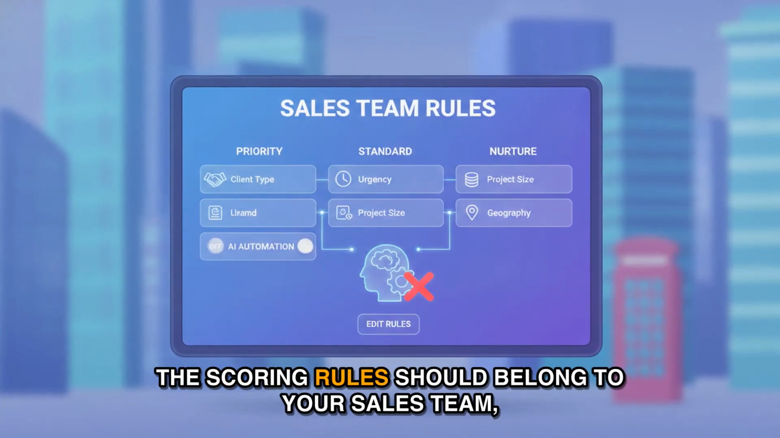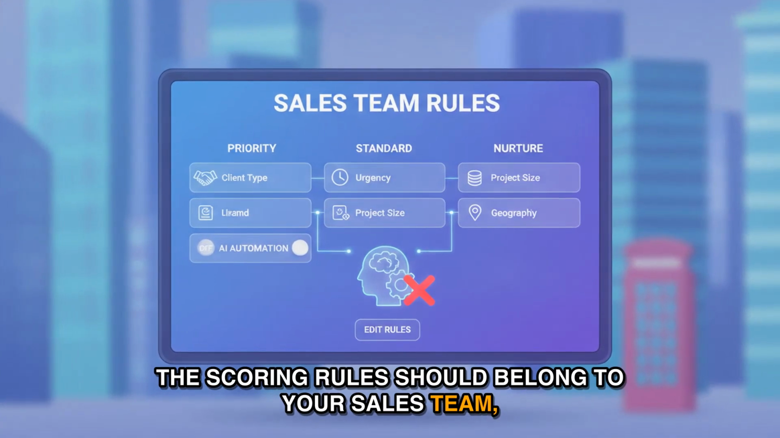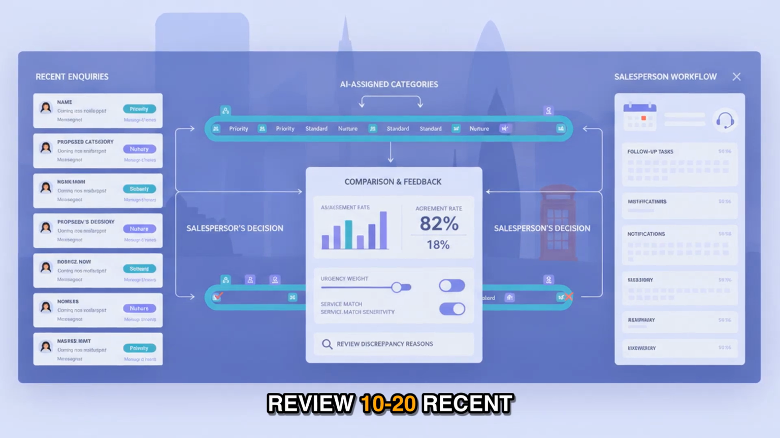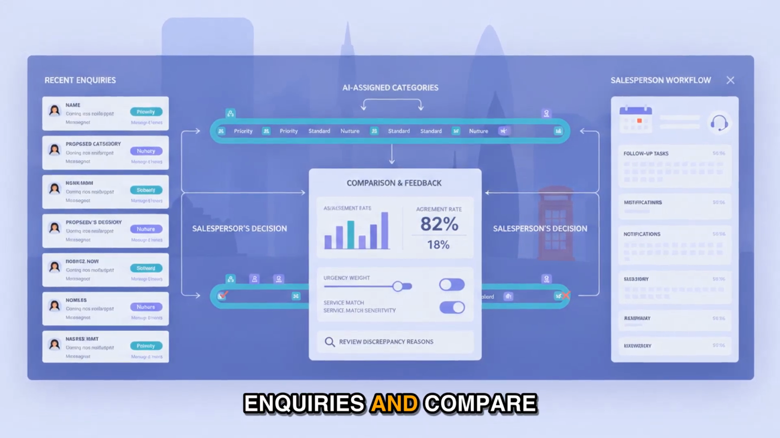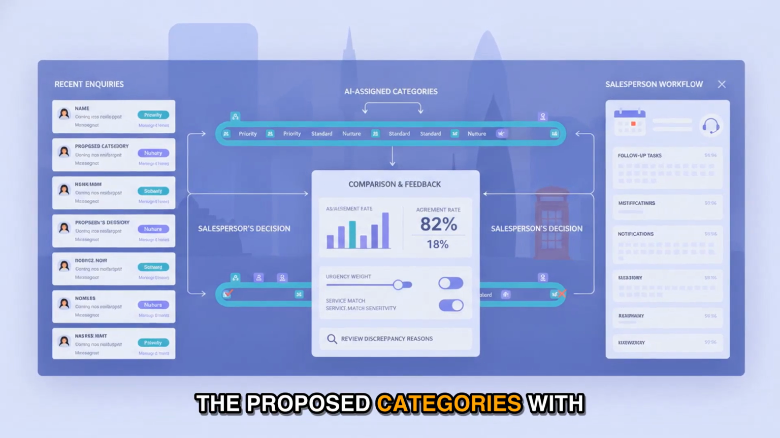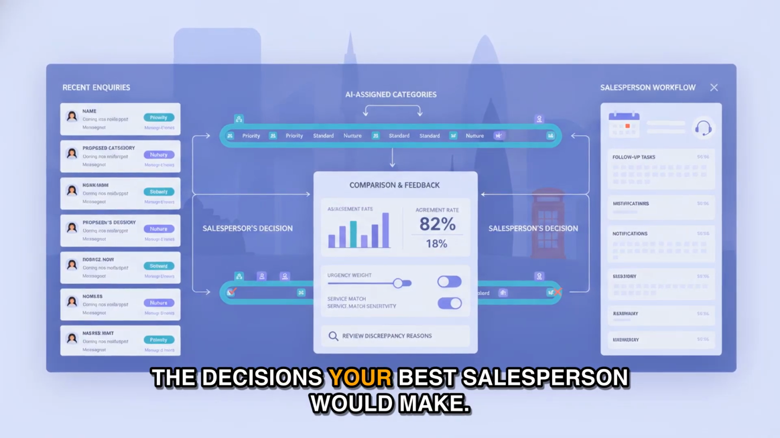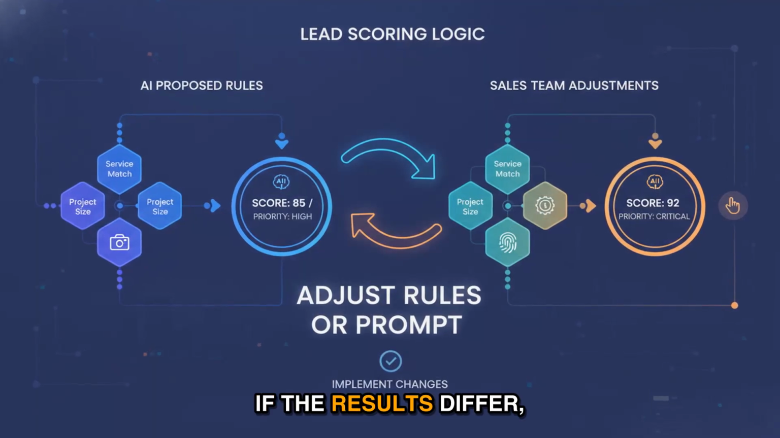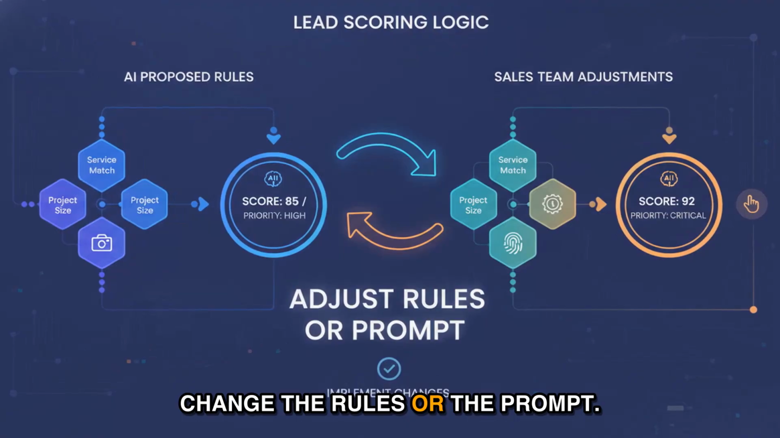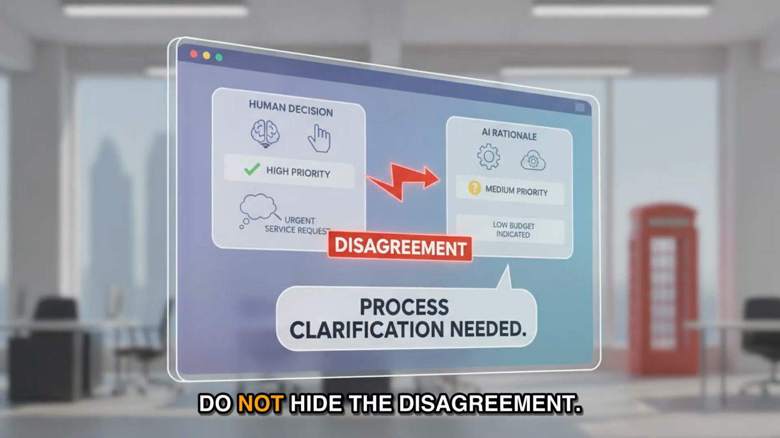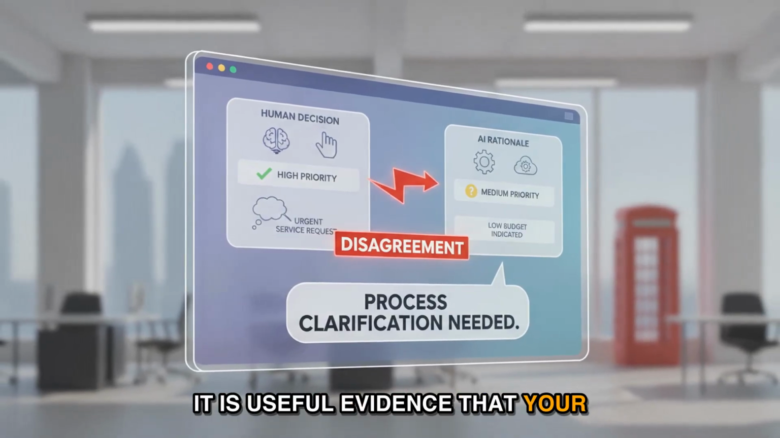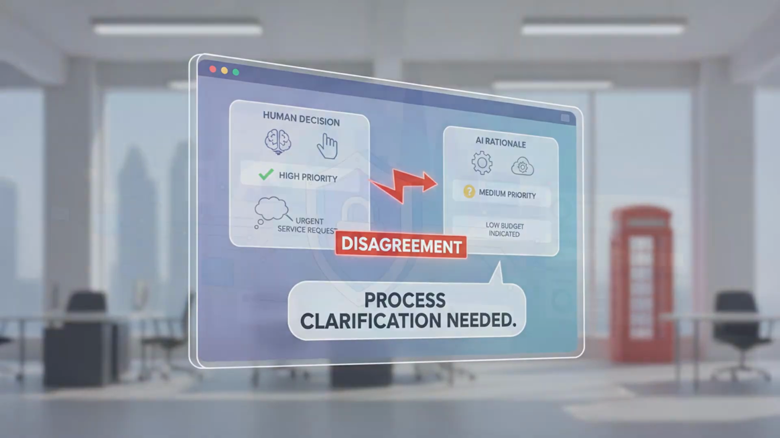The scoring rules should belong to your sales team, not to the AI. Review 10 to 20 recent inquiries and compare the proposed categories with the decisions your best salesperson would make. If the results differ, change the rules or the prompt. Do not hide the disagreement. It is useful evidence that your process needs clarification.